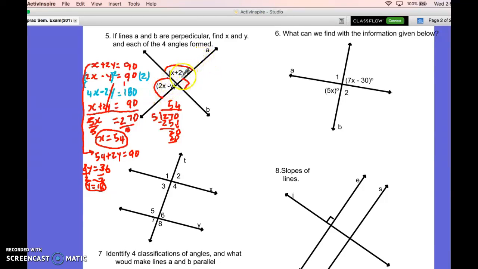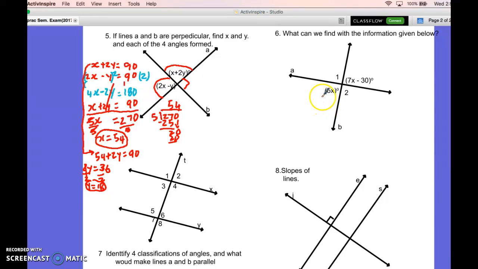And what it means is that these two angles marked with the arc, this angle is 90, this angle is 90. So these two angles, 2x minus y and x plus 2y, they're not only right angles, but they are also supplementary. Okay, and yeah, that's how you'd find the x and the y.